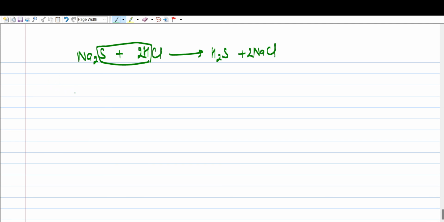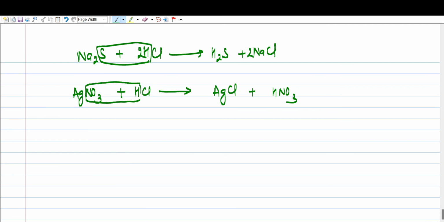So when we take silver nitrate AgNO3, because this is used for test also, so when we take silver nitrate and we add hydrochloric acid, there is a white precipitate of silver chloride formed along with formation of nitric acid. So you will get a white precipitate of AgCl and nitric acid is formed.